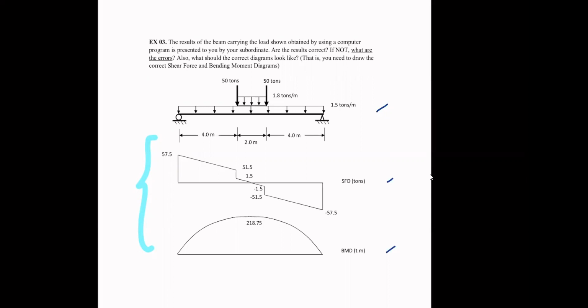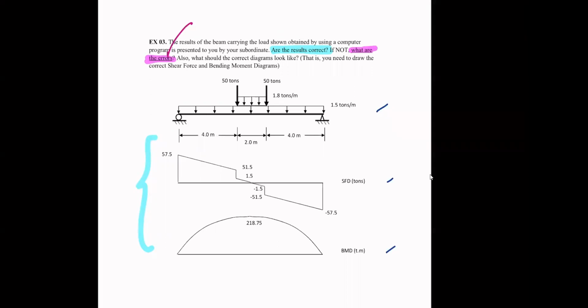So when you look at this diagram, a part of my question would be something like this. Are the results correct? Most of you will be able to answer that they're not correct. But the next question is this. What are the errors? Now, the reason that I bring this to the class is because most of you would not get this right because you don't understand the question.